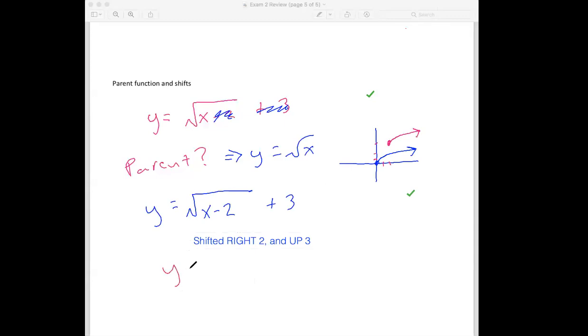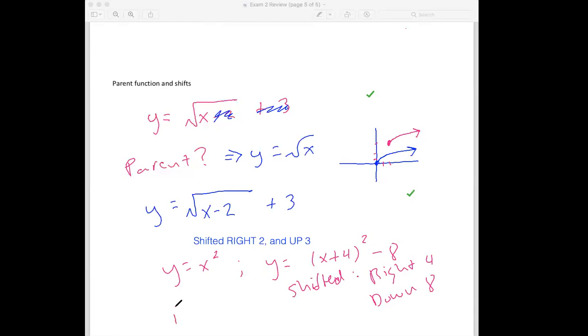If I had, let's say, y equals x squared as the parent function, and I had y equals x plus 4 squared minus 8, this would be shifted right 4, down 8. So you do the opposite for left and right, and left and right is inside the function.